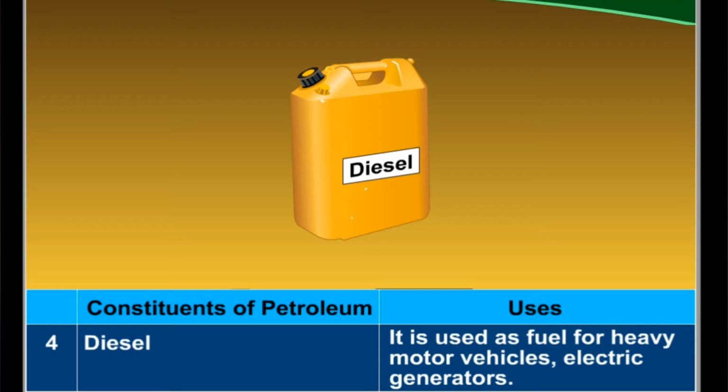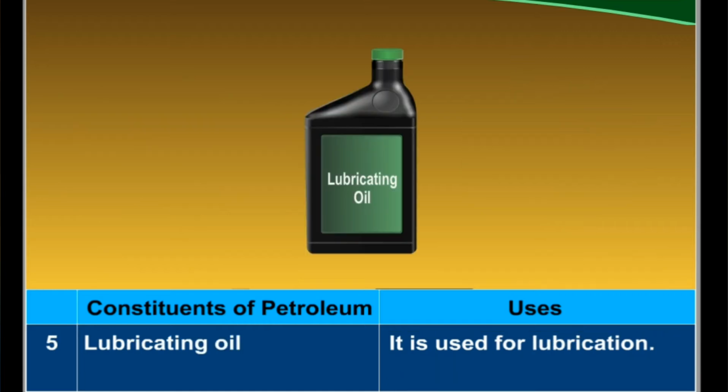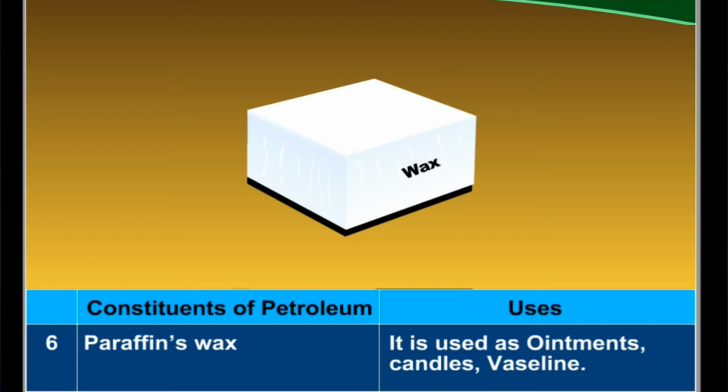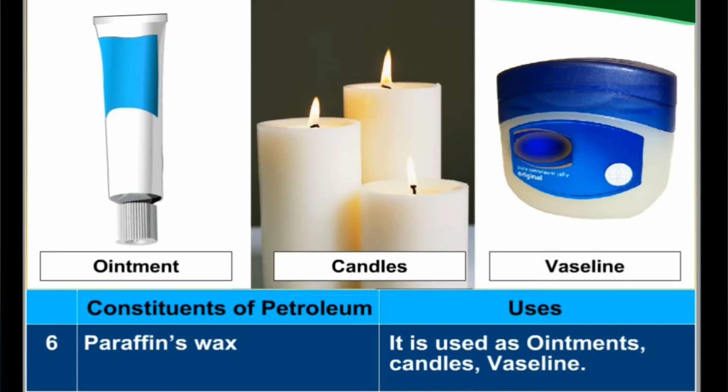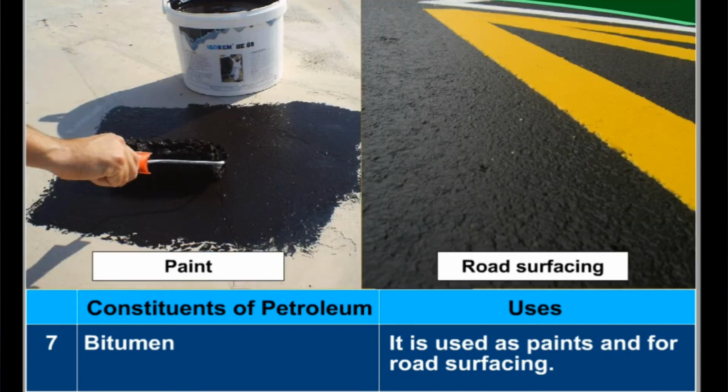Diesel. It is used as fuel for heavy motor vehicles, electric generators, etc. Lubricating oil. It is used for lubrication. Paraffin wax. It is used in ointments, candles, Vaseline. Bitumen. It is used in paints and for road surfacing.